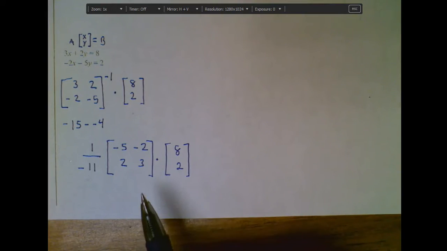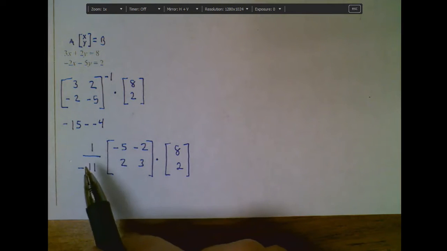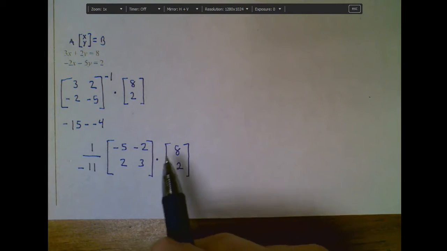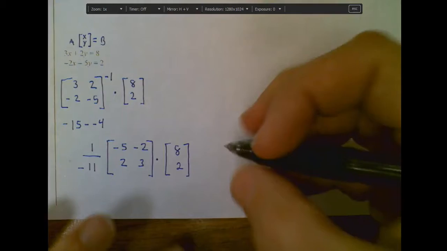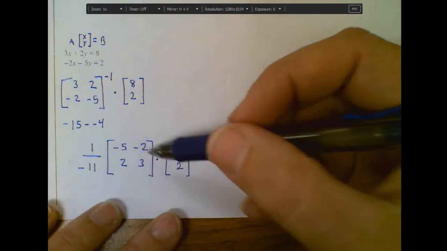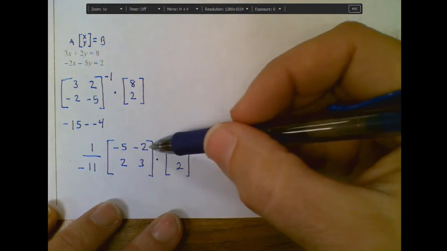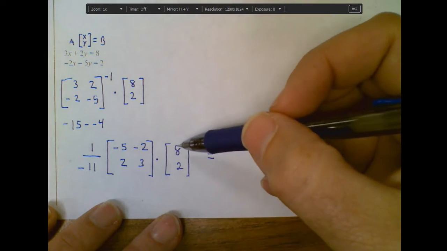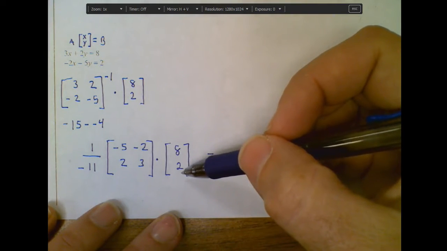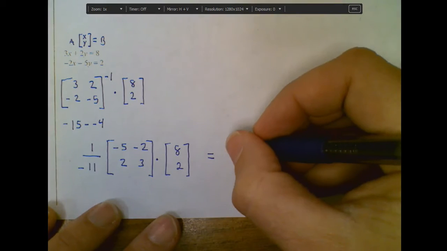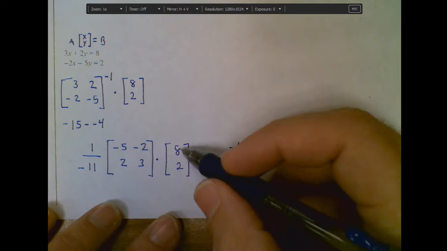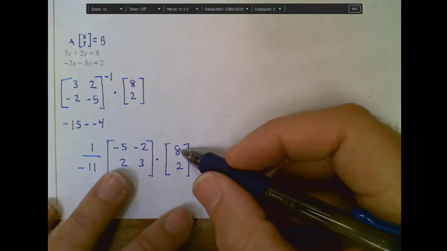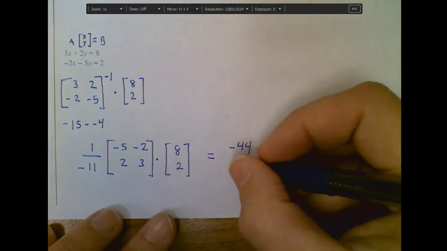And again, here's the nice way of approaching this. I could distribute my fraction now and then multiply this times this, but that just can be tougher, and then you have all these fractions to deal with. So instead, I'm going to save the fraction till the end, and I'm going to just multiply these guys first. So if I did my top row times my column, so -40 plus -4, gives me the top row, and then my bottom row times this, so 16 plus 6.